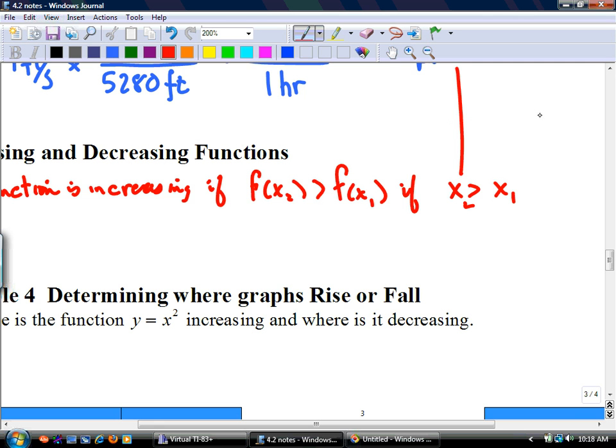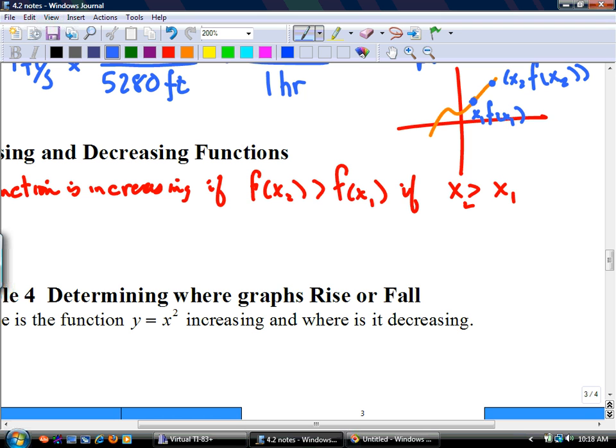So here's x1, f of x1, and to the right of it we've got x2, f of x2. We would say it is increasing there because the y values are bigger, right? One of those duh moments.